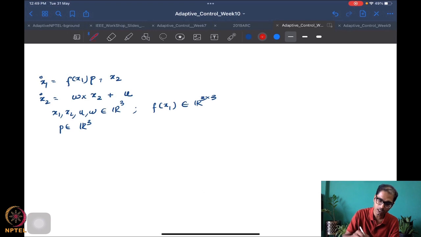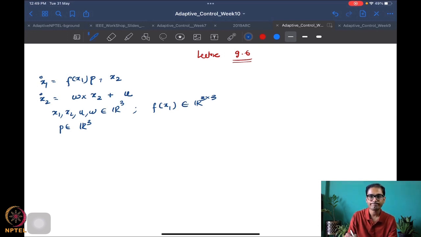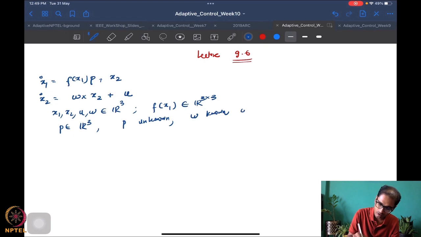So this is the beginning of lecture 9.6. We are getting a little bit adventurous here. We did the theory on a scalar control or single input system, but we are actually trying to solve a multiple input or vector control problem. All right. So in this case, we know that P is unknown and omega is a known constant.